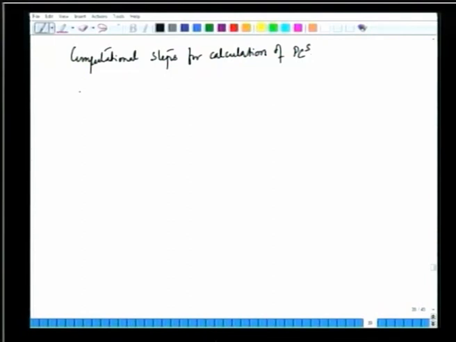Now that we know the theory behind this, we know that the important data we require is nothing but the variance covariance matrix of the original variables, sigma. Okay, so from here we can calculate the eigenvalues, eigenvectors, and the principal components also.